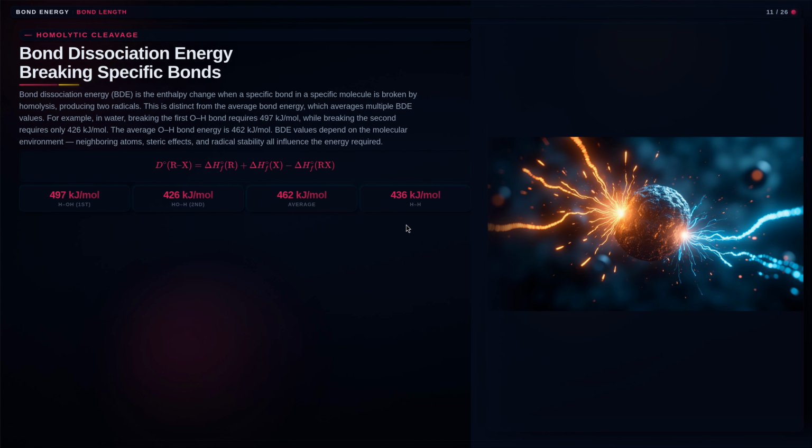Bond dissociation energy, or BDE, is the enthalpy change when a specific bond in a specific molecule is broken by homolysis, producing 2 radicals. This is distinct from the average bond energy, which averages multiple BDE values. For example, in water, breaking the first oxygen-hydrogen bond requires 497 kilojoules per mole, while breaking the second requires only 426. The average bond energy is 462 kilojoules per mole. BDE values depend on the molecular environment and radical stability.